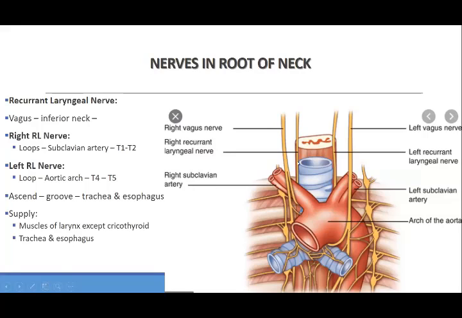This is important because in thyroid surgery you have to find this nerve. You have to make sure you preserve it. You must not damage it. Why not? Because it supplies all the muscles of the larynx except one muscle, the cricothyroid. Plus it gives branches to the trachea and to the esophagus. So this nerve is extremely important.